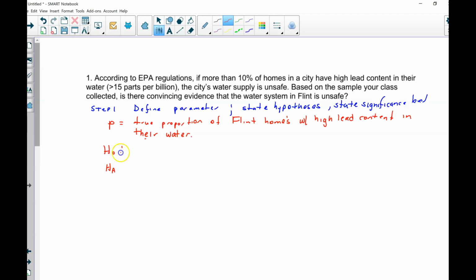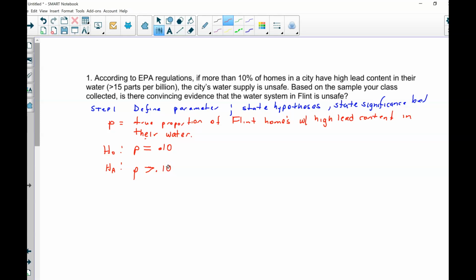We would then define our null and alternative hypotheses. They're always stated based on the parameter. Do not use the statistics. Do not use p hat in the statement of your hypotheses. So the null would be p is equal to something, in this case 10%. And the alternative is what you suspect. So we really think that it's greater than 10%.